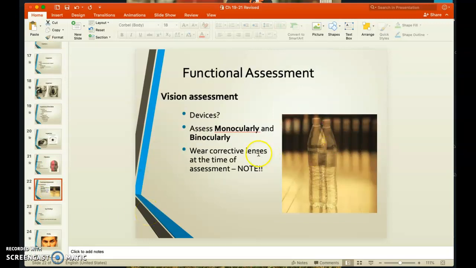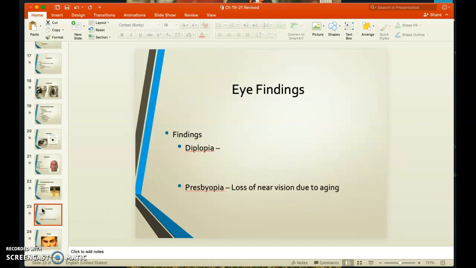Functional assessment, things we can use. Snellen eye chart, so think of the chart you use at the eye doctor, being able to read signs close up, being able to read text close to you. You also want to always assess monocularly, so with one eye, or binocularly, with two eyes. And if they wear contacts at the time, please note. Eye findings: diplopia is double vision, or presbyopia is loss of vision due to aging.